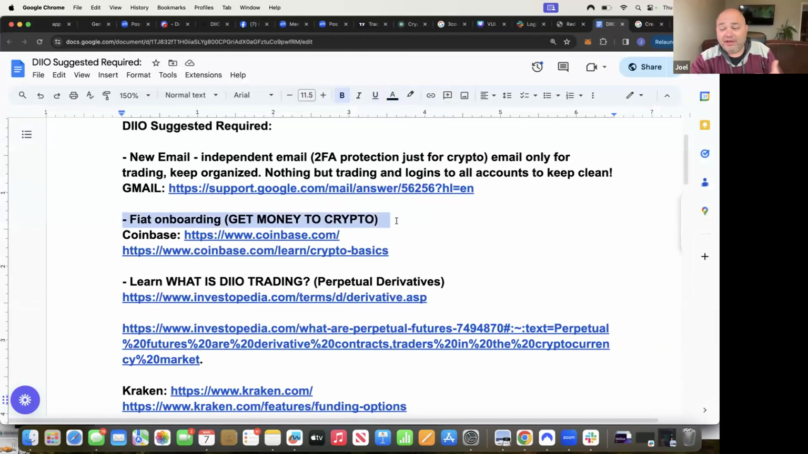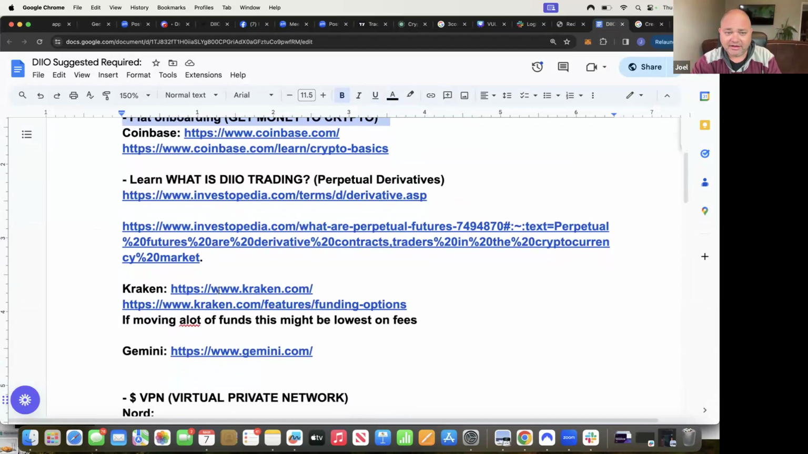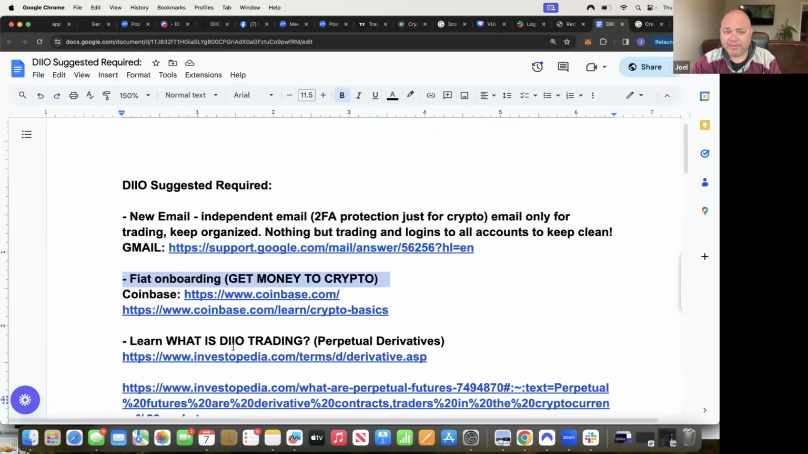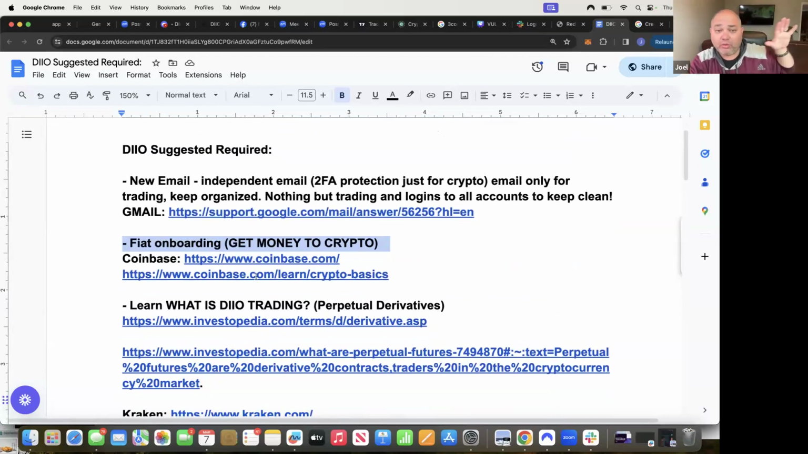Fiat onboarding. If you don't have money in crypto, you need to get your dollars or whatever currency you're moving to crypto. You need to fiat onboard. You need to onboard your regular money to crypto, right? We like a couple of different ways to do that. There's Coinbase, and then there's Kraken, and then there's Gemini, right? And I'm going to talk a little bit about those, but they're all here, and I'm going to share with you these links so you know you're in the right place.